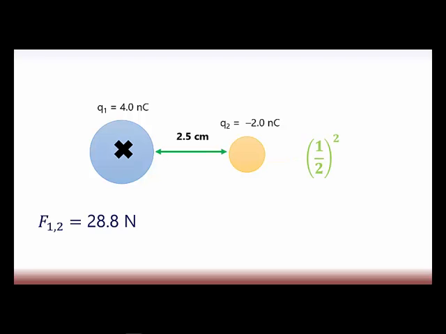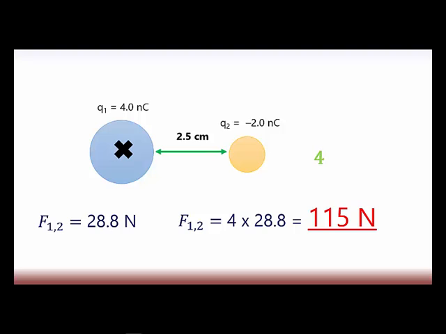Now let's see what happens if we move the distance in to where it's only half the distance. Well, I know that because of the inverse squared relationship, 1/2 squared is 1/4, and the inverse of 1/4 is 4. So therefore I would multiply my previous force by 4, and I would get 115 newtons. And this concludes this video.